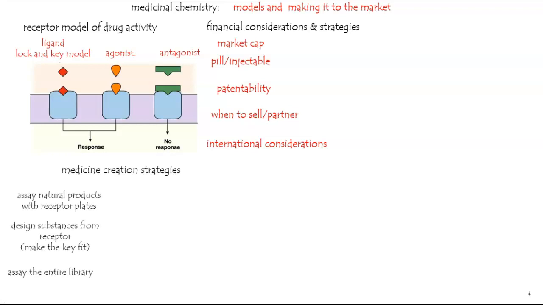In terms of creation strategies, if you want to come up with a lead, you could just take a bunch of natural products and assay them against a receptor. These are typically done on things called 96-well plates, and you look for lighting up of that assay, meaning hits. And that's a natural approach. This is not done hardly at all anymore. Usually they're taking synthetic drugs and doing that.